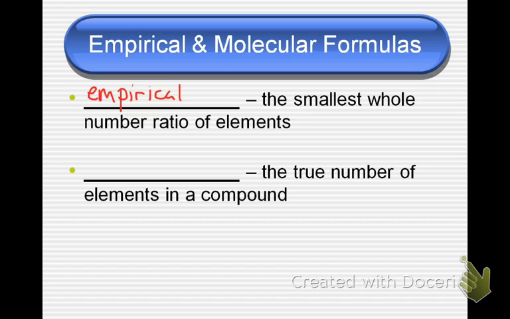So an empirical formula is not an actual count, it's just a ratio. The molecular formula, that's the one we've been talking about since the beginning of the year, really. That's the true number of elements that are in the compound. So the empirical formula just tells us a ratio. A molecular formula tells us the actual count.